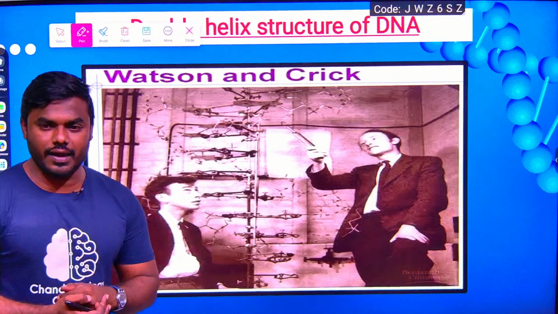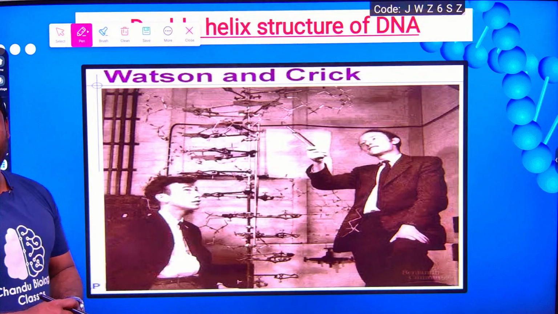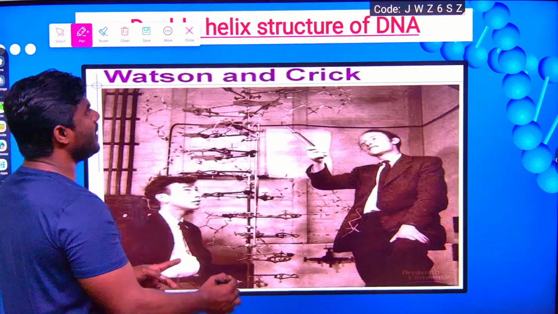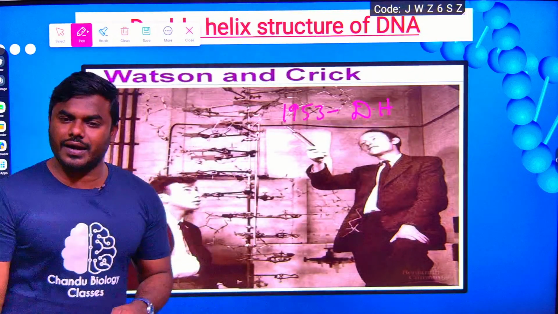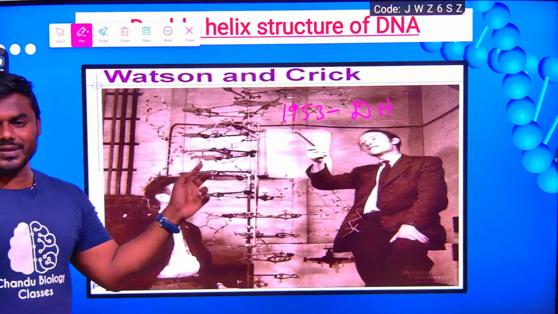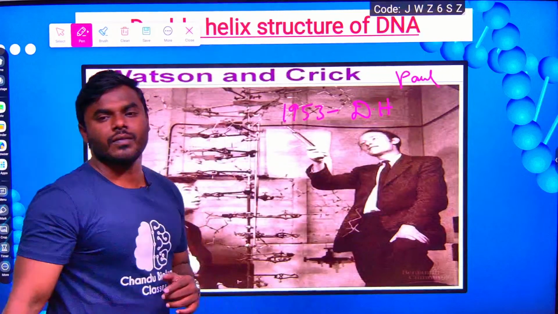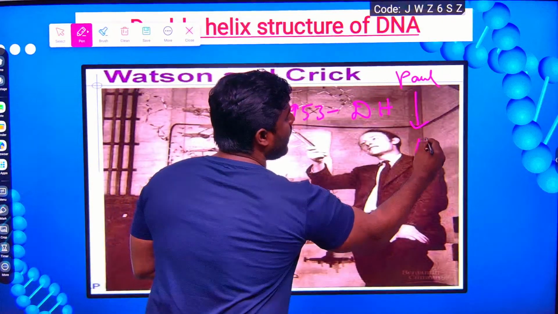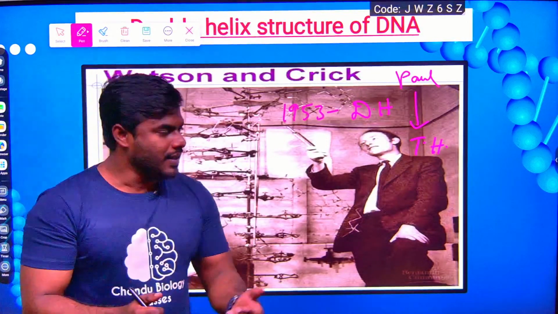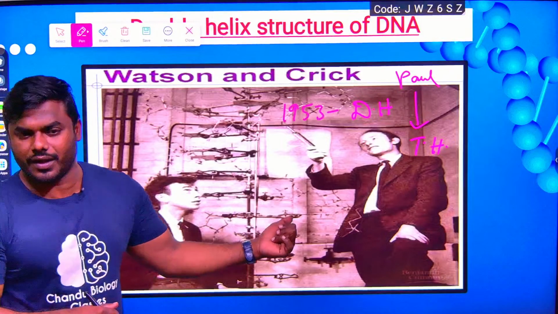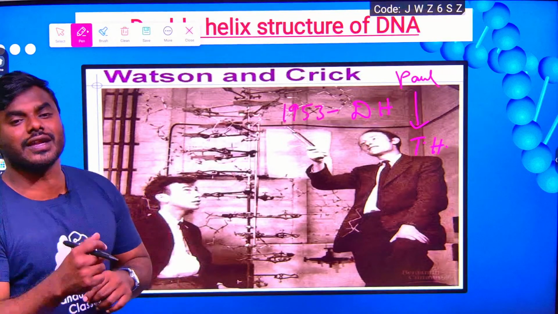Copying the DNA, right? You also know, right? Watson and Crick identified the structure of DNA in the year 1953. They proposed a double helical structure, correct? Before them, their teacher Paul, the leading scientist at that time, proposed a triple helical structure of DNA. Unfortunately, there is no evidence to prove that DNA exists as a triple helix. And Watson and Crick proposed the double helical structure based on what technique?